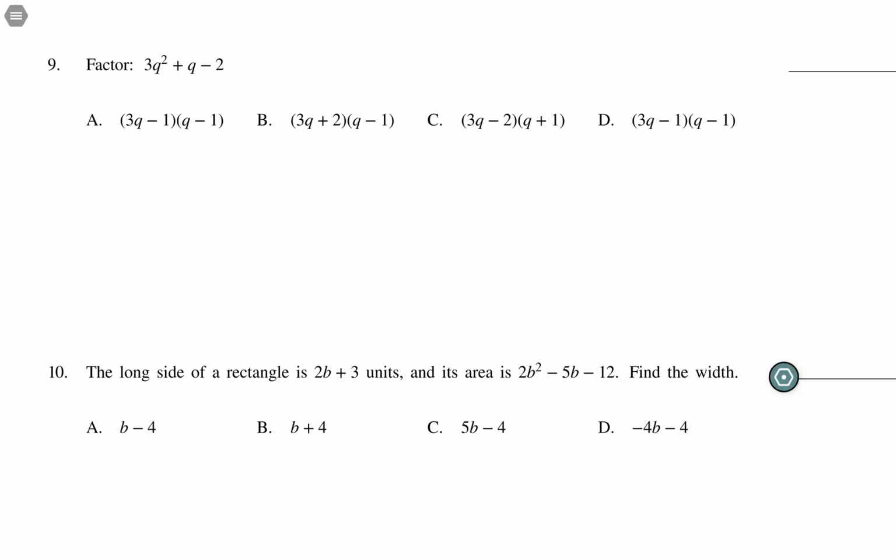Okay, number 9, factor 3q squared plus q minus 2. So first we look for our GCF. And on this problem there is not one. So a next step, if you're using your flowchart, is to see if there is a difference of two squares. Well, these are not perfect squares, so that is not it.